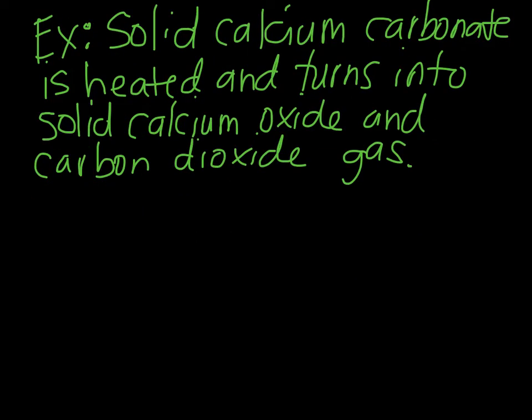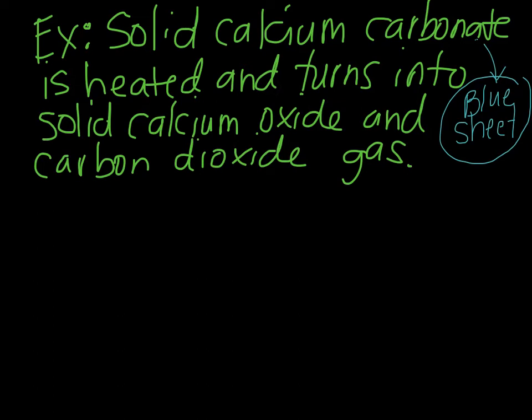Okay, so our next example reads, solid calcium carbonate is heated and turns into solid calcium oxide and carbon dioxide gas. So before we even bother starting this, you're going to notice that carbonate is a polyatomic ion from your blue sheet. The hardest part of writing out chemical equations is going to be your blue sheet. So you're going to be using this all this week, so make sure that you are familiar with what's on your blue sheet or re-familiarize yourself with that.